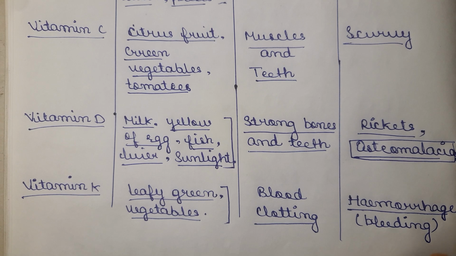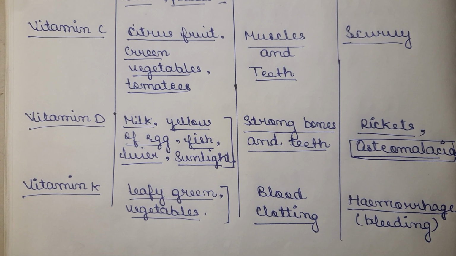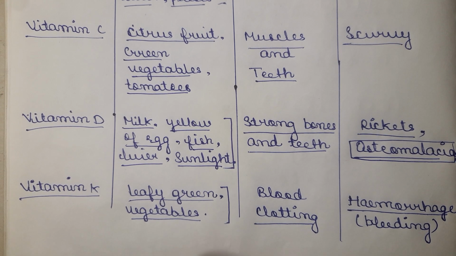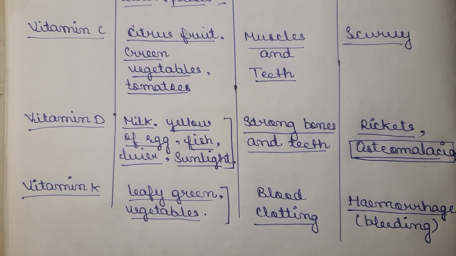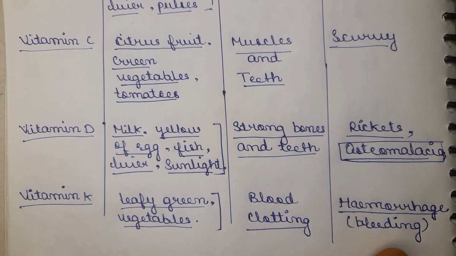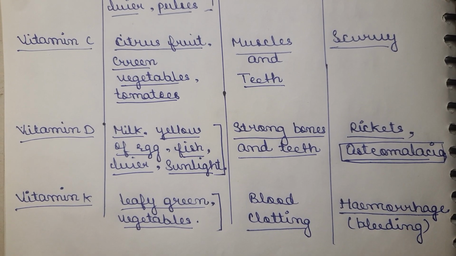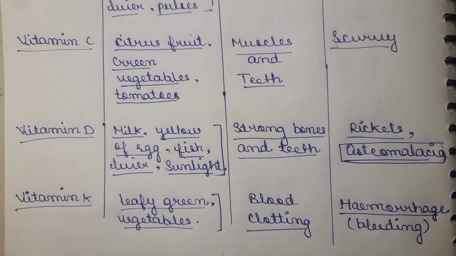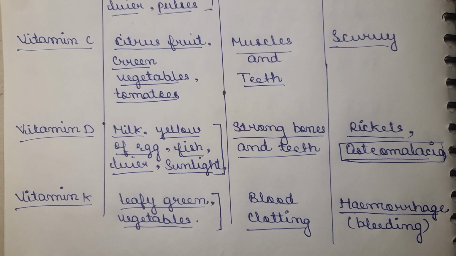So this was about the vitamins, their sources, what they are essential for and good for, and at last the deficiency diseases that occur due to the lack of these vitamins. This table represents vitamin deficiency, and in the next part of the video we will continue with a new topic, mineral deficiency.